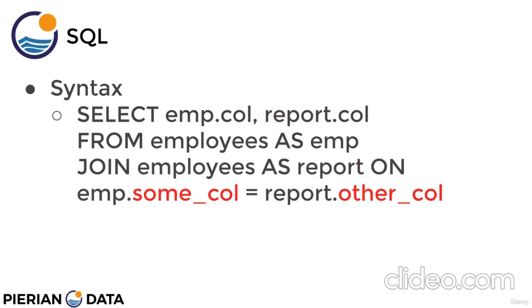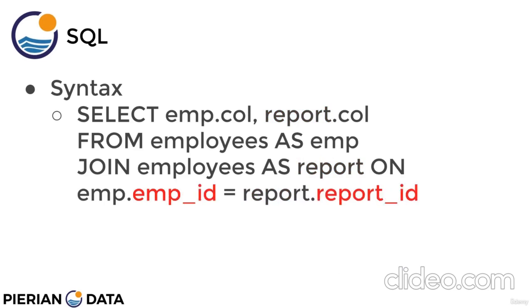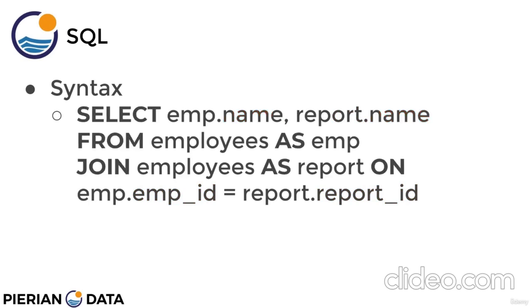Then I need to decide what column am I going to join this on. Well, recall that the employee underscore ID column corresponds with the report ID column. The report ID column was just representing the employee ID number. And then the column we actually want to select happens to be the name for both this theoretical employees table and this theoretical report table. And this is the final syntax.